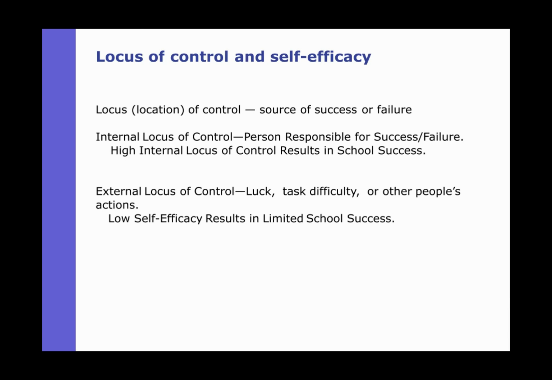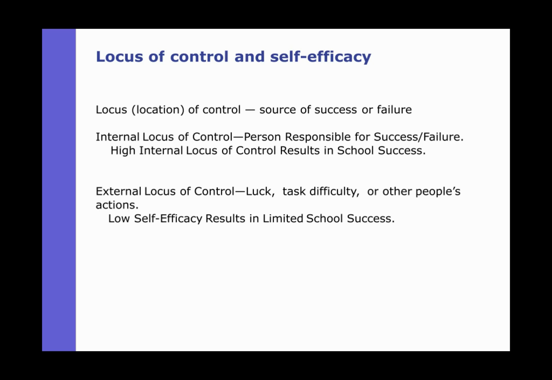Someone with an external locus of control is more likely to believe that other factors such as luck, task difficulty, or other people's actions cause their success or failure. I failed because my teacher was really bad, or my teacher didn't teach us that. External locus of control is always other people's actions. They can always come up with an excuse for why they didn't do well.